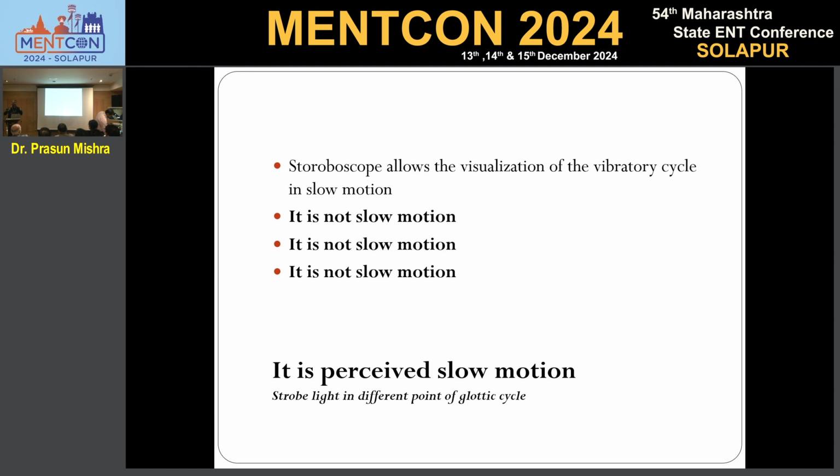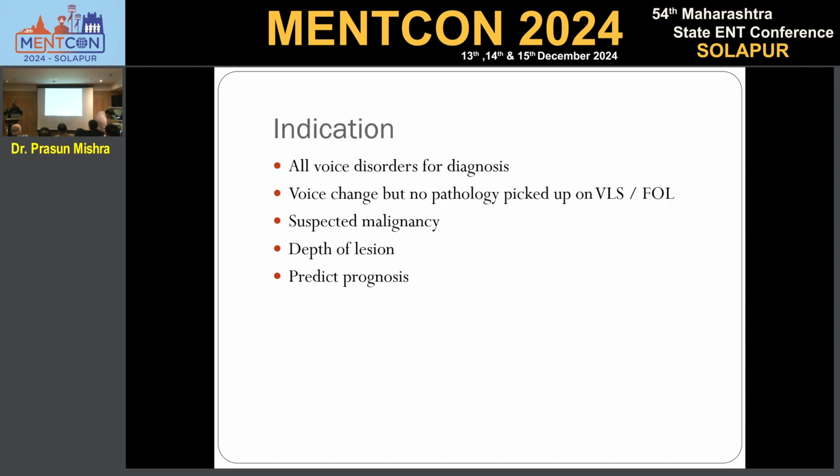Till now we have understood two main points. The F0 is important. Second, a rigid scope is as important as a flexible one. Now, when to do stroboscopy? Believe me, all patients with voice change should be strobed.